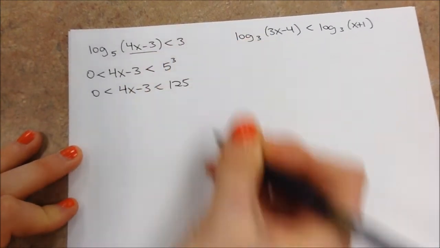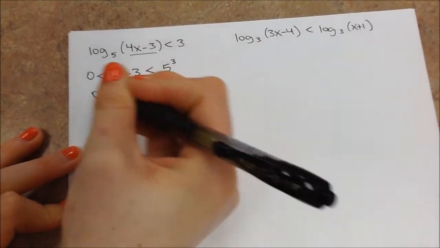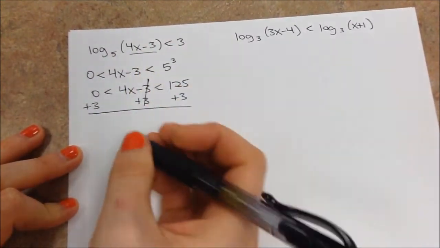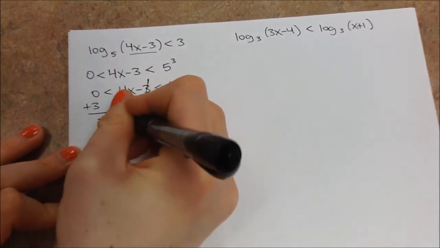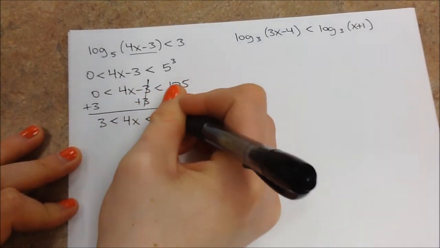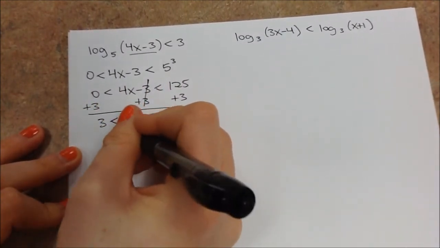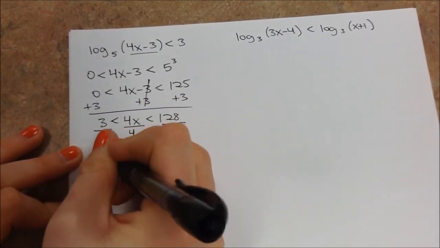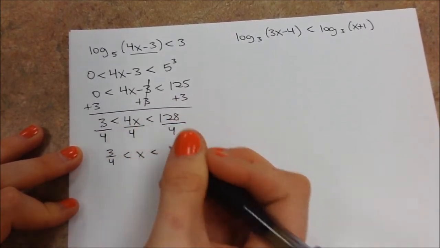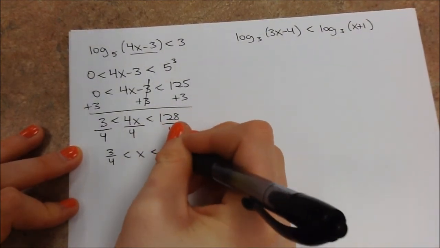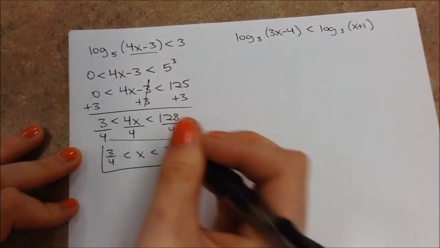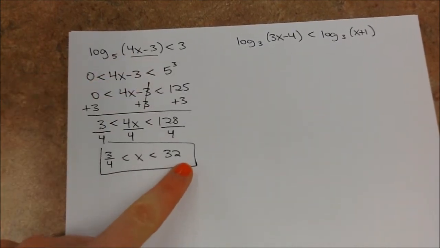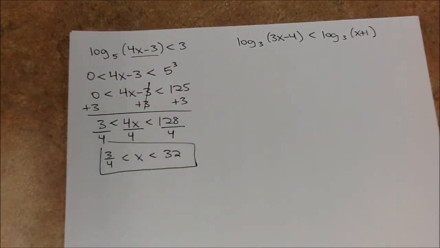5 cubed is 125. All right, and then remember the way these three-piece inequalities work. Whatever you do to the middle, you have to do to all three sides. Okay, and then we're going to divide all the sides by 4 to get that x by itself. So we've got 3/4 is less than x is less than 32. All right, so as long as it's bigger than 3/4, you won't be plugging in anything negative here, and anything smaller than 32 will make that inequality work.